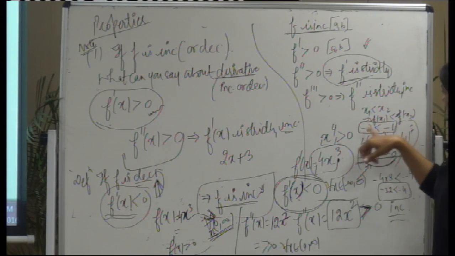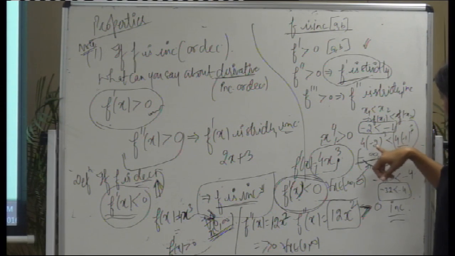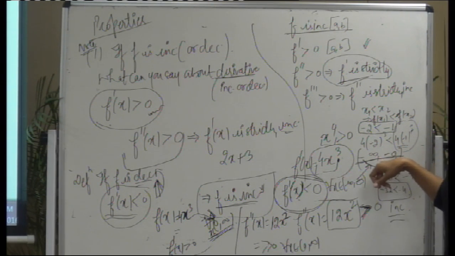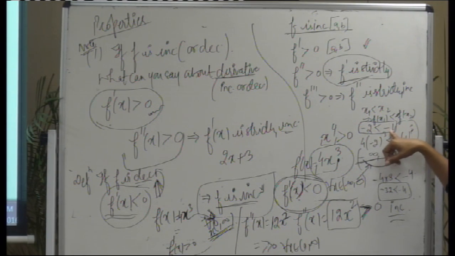You see, if you are taking x1 less than x2, then in this interval take any point here. Minus 2 is less than minus 1. Minus 2 is less than minus 1. So what are you getting basically?